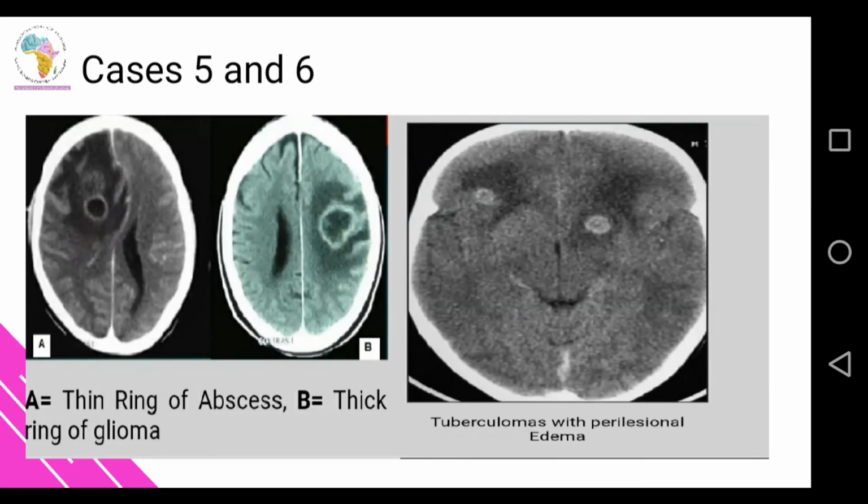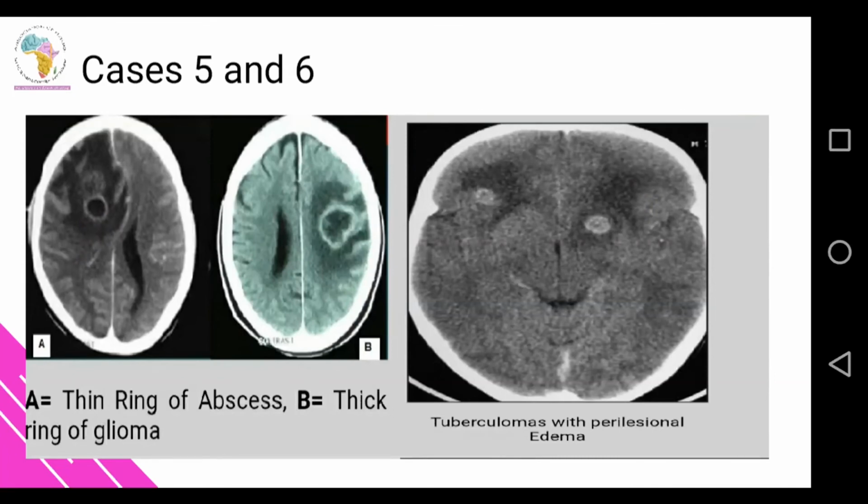Just adding there that even the shape, abscesses would tend to be almost really round, right? As you can see there, whereas things like gliomas will tend to be roundish, but not that round. Just compare those two and you find that the one on the left is a lot more spherical than the one on the right, which is a little bit irregular. So those are things you're looking out for as well.